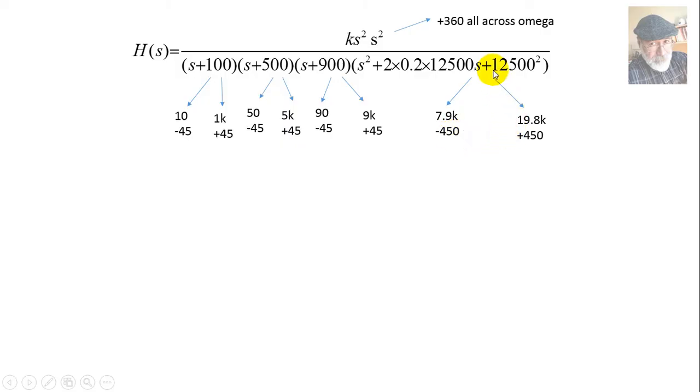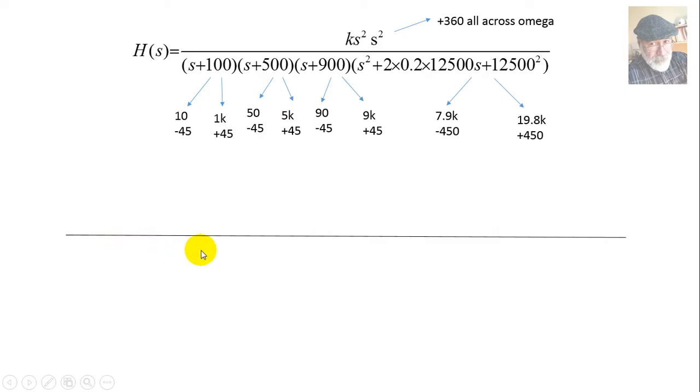What is the slope contribution of this one? It's 90 degrees divided by 0.2. That is negative 450 degrees per decade, the first one, and positive 450 degrees per decade, the second. And if you don't remember this, please go and watch the final tutorial on Bode plots in this series.